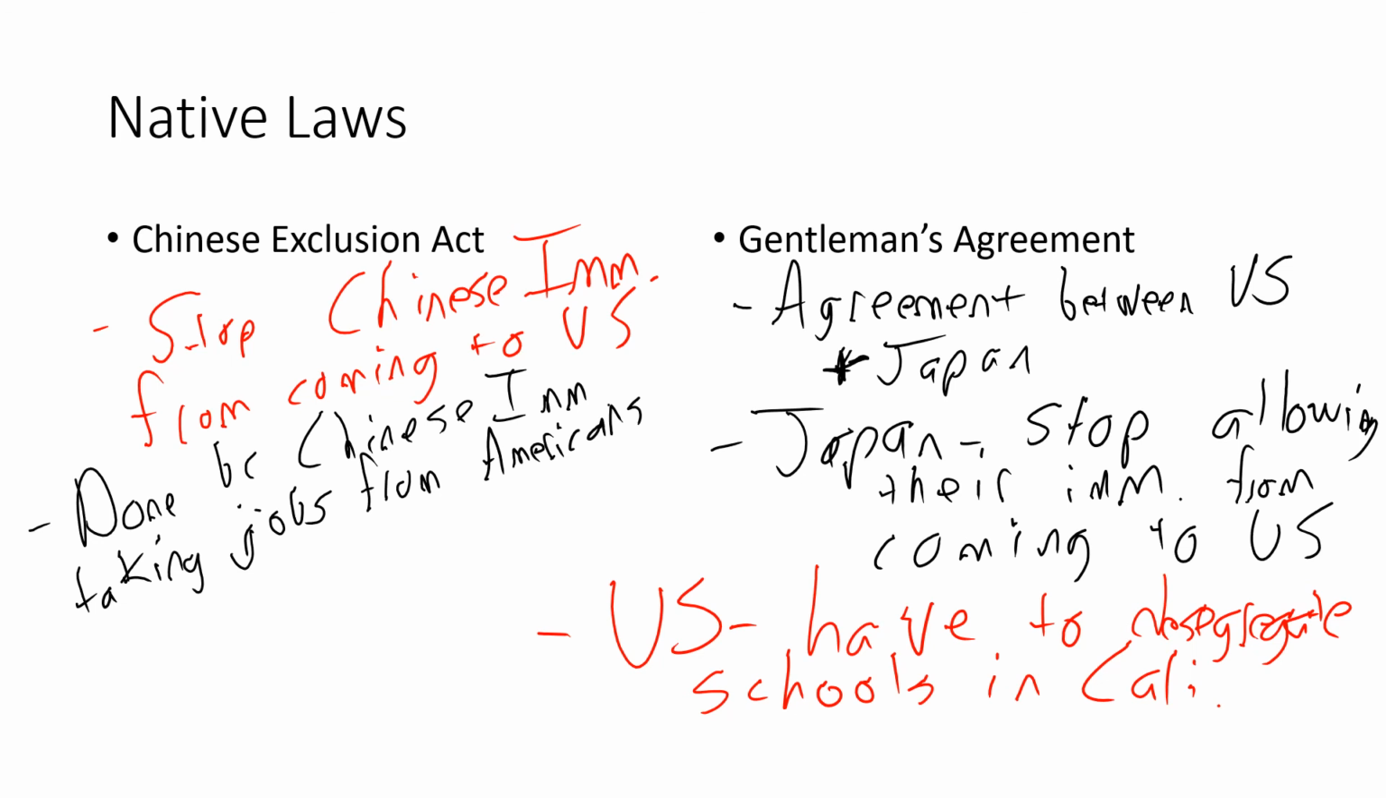And Japan says, look, if we're going to stop sending you guys immigrants, y'all got to make life better for the ones that are already there. And America goes, okay, that's not that bad of a deal. We'll make that deal. So that's a Gentleman's Agreement. You got Japan agrees to stop sending immigrants to the United States. And then you've got that the U.S. has to desegregate schools in California.